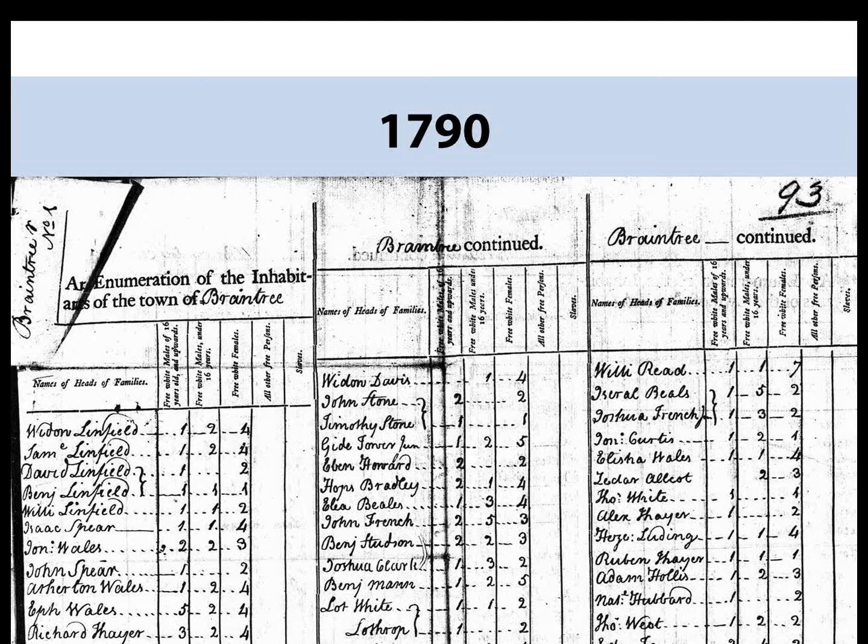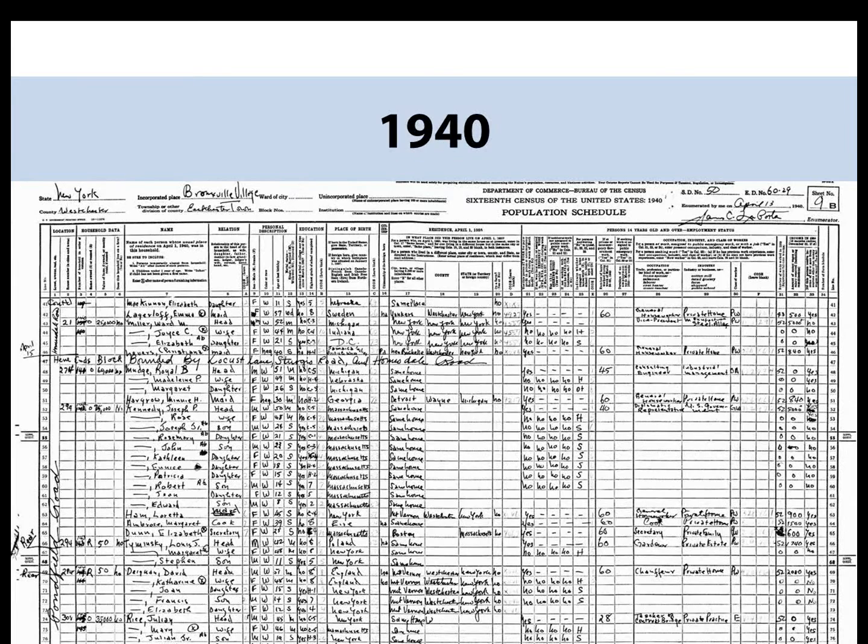So this is just a quick example of the town of Braintree. Just a quick listing of the heads of household and then the population of that particular household. But by 1940, so after 220 years of taking the census, things have progressed over time. So in 1940, you can see a quick example. This is the last census that we have available to us.